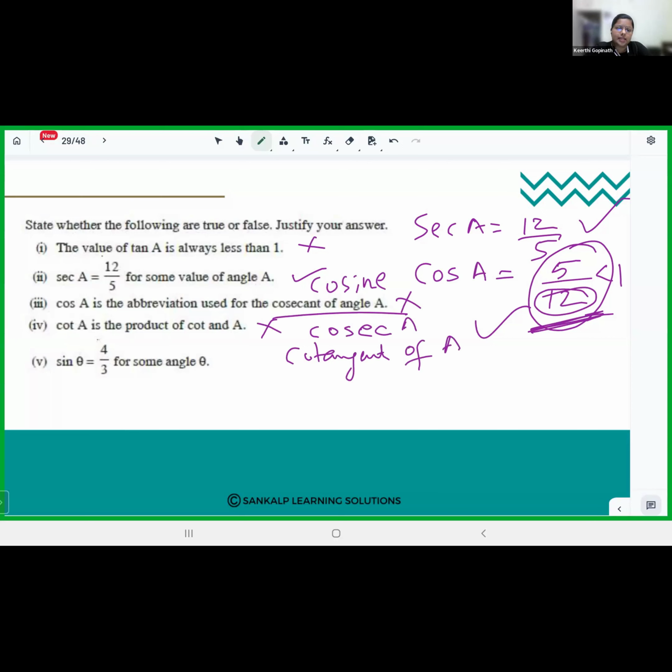Now, the last one: sine theta is equal to 4 by 3 for some angle theta. Is that right? Can it become 4 by 3? Because we know the value of sine theta is always less than 1. Is 4 by 3 less than 1? No, right. The numerator is larger than the denominator, so it is greater than 1. So sine theta cannot be equal to 4 by 3. So this one is wrong. I hope it is clear to you all. And we are moving on to the next section, okay?